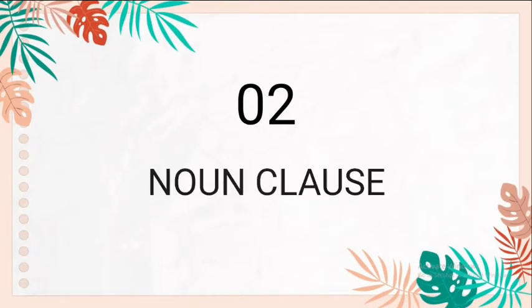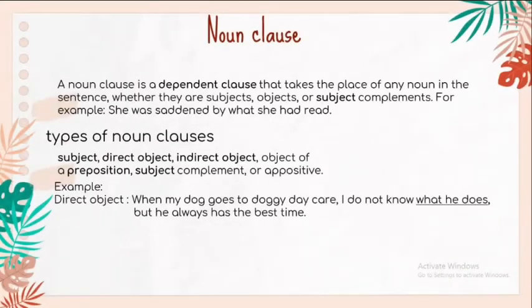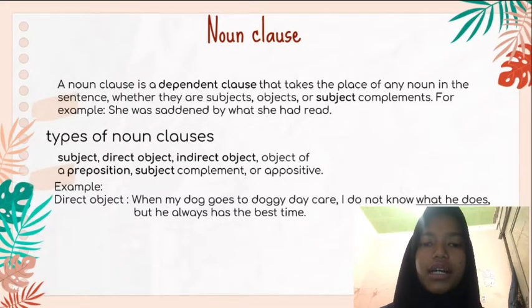Number 2. Noun clause. A noun clause is a dependent clause that takes the place of any noun in the sentence, whether they are subjects, objects, or subject complements. Types of noun clauses with the example. First, subject.